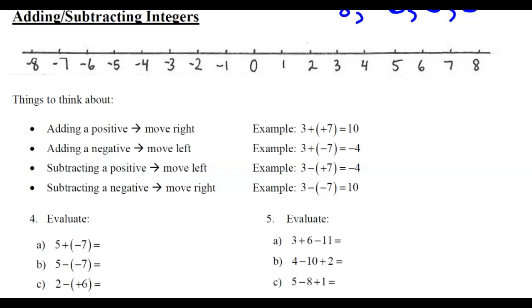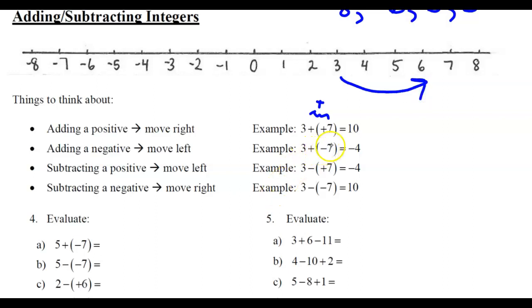So here, when you're adding a positive, you move right on the number line. So 3 plus a positive. Notice how sometimes we might have the brackets with the symbol in it. That really is the same as replacing with one adding sign. So 3 plus 7 is 10. So you're moving right on the number line.